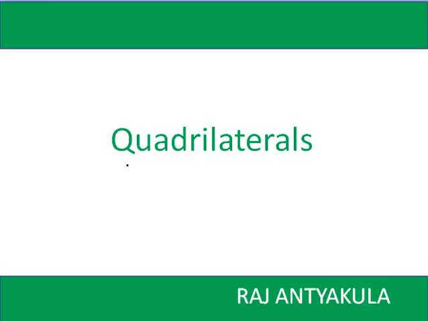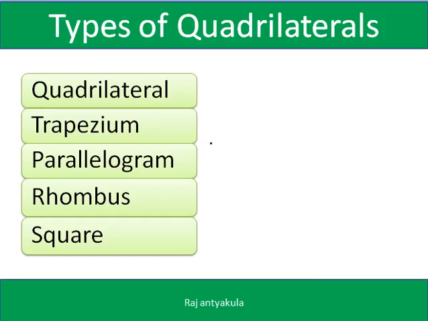Coming to quadrilaterals. First we will see types of quadrilaterals. In quadrilaterals we will have different types: trapezium, parallelogram, rhombus, square. We will see one by one.